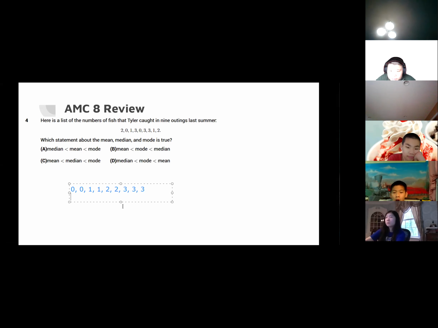The median here is going to be the 5th number, which is 2. And the mean you can calculate, you can add them up, and I believe you get 15 divided by 8, which is less than 2. So then clearly you can just get mean is less than median is less than mode. So the answer to this problem is C.